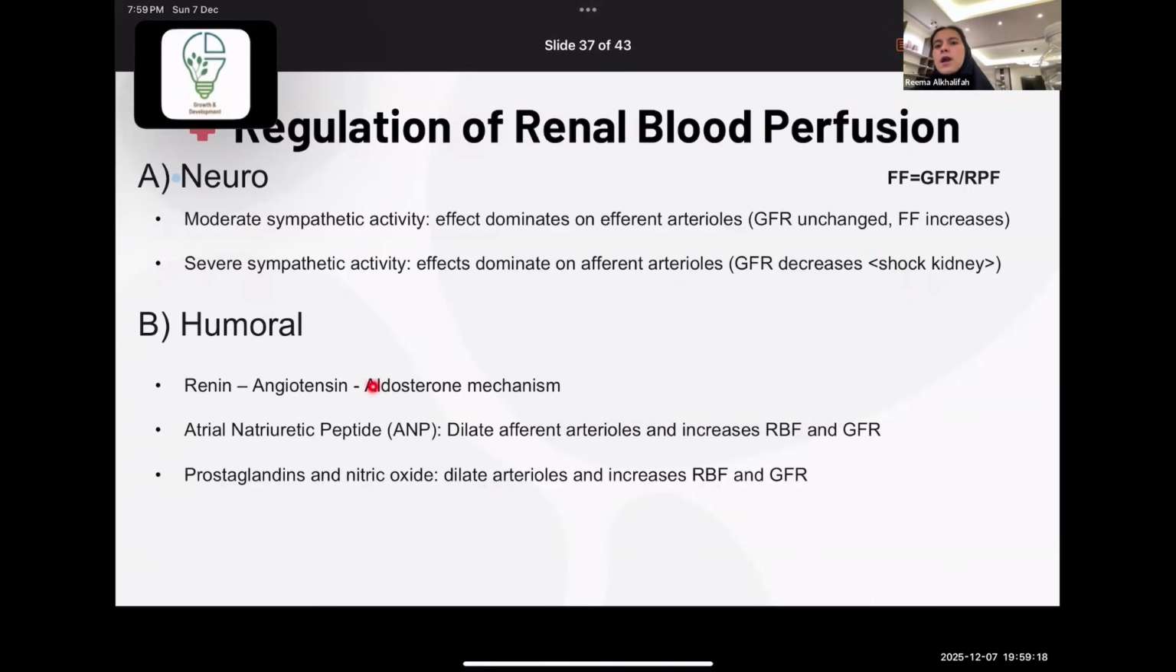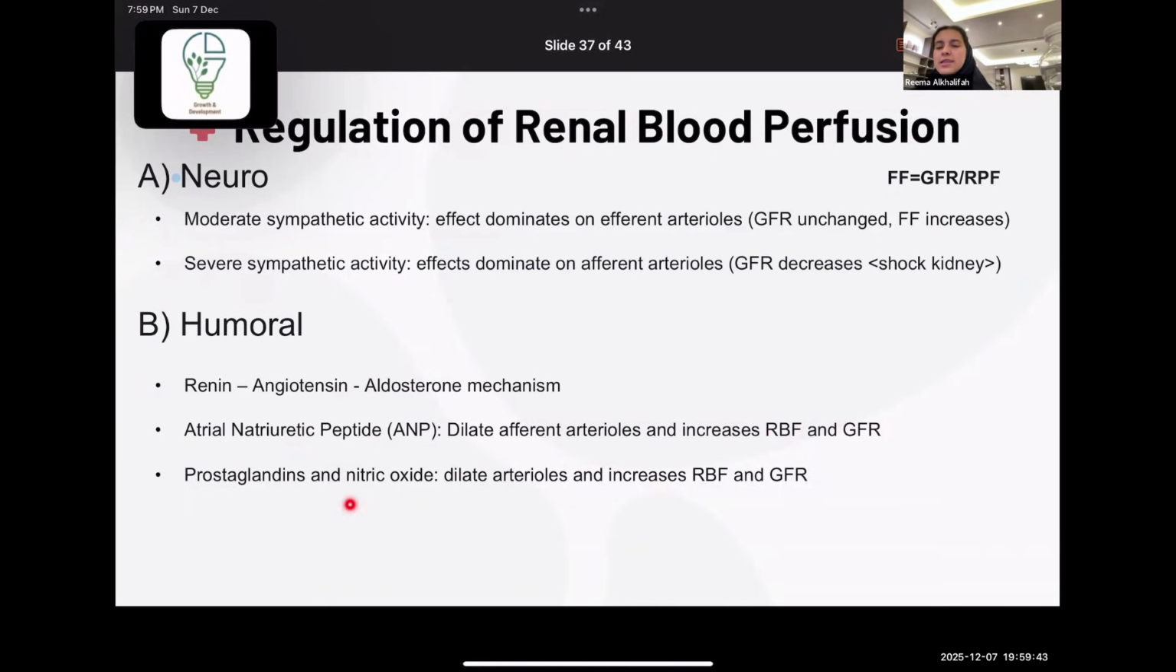And there are multiple hormones that help influence the renal blood perfusion. The renin, angiotensin, aldosterone mechanism, we'll get into it in the next slide. The atrial natriuretic peptide helps dilate afferent arterioles. We mentioned it increases renal plasma flow, also renal blood flow, and GFR.